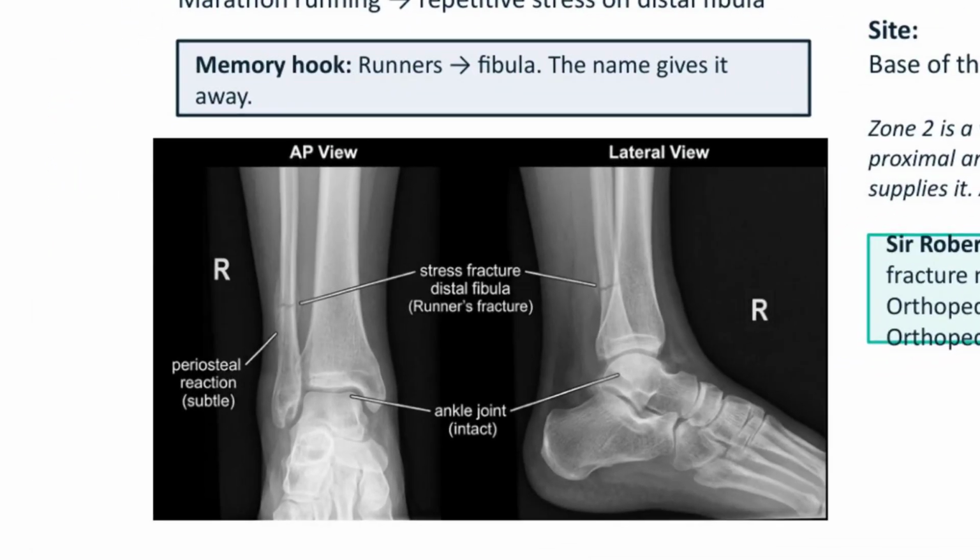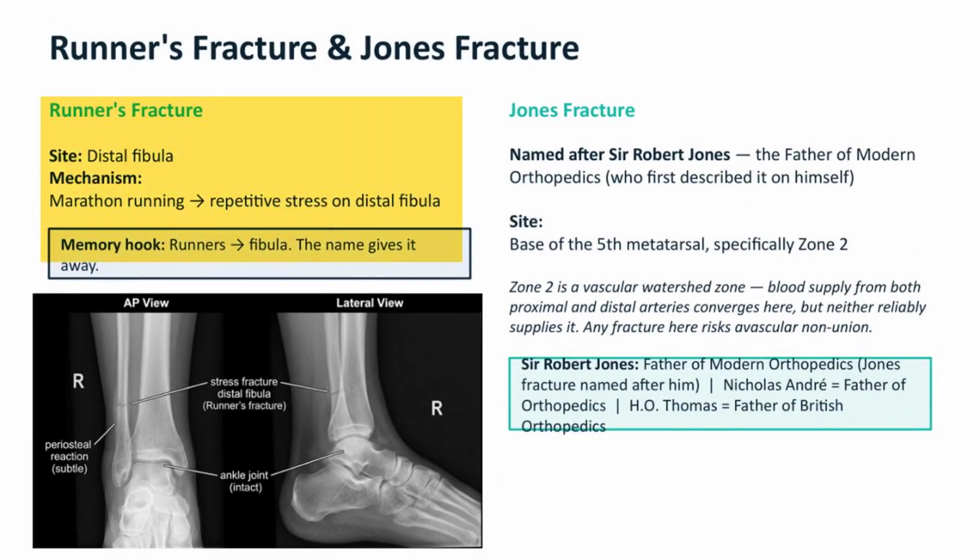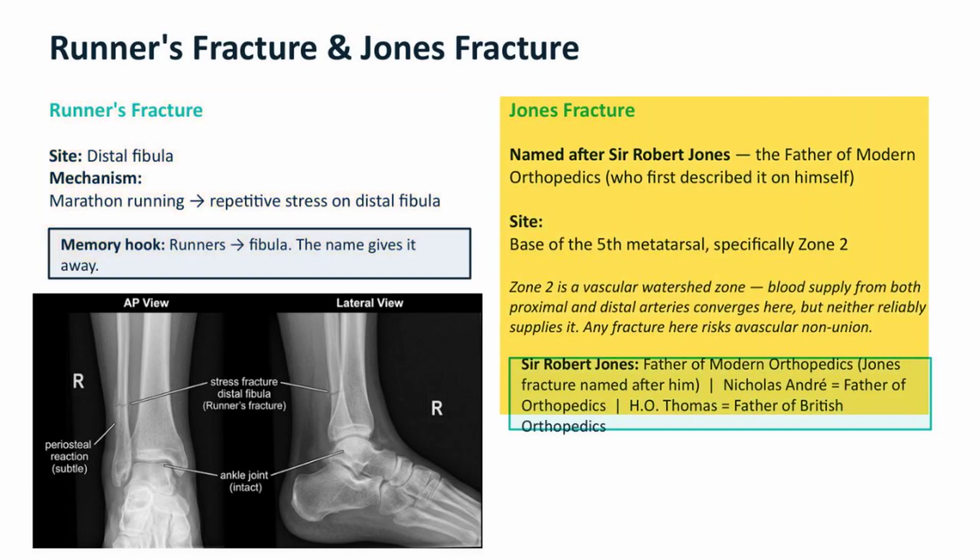Next, the runner's fracture. This is a stress fracture of the distal fibula seen in marathon runners. The name gives it away. Remember, runners, fibula. Now, the Jones fracture. Named after Sir Robert Jones, the father of modern orthopedics, who first described it. This is a fracture at the base of the fifth metatarsal, specifically zone 2, the zone that lies at the articulation between the fourth and fifth metatarsals.